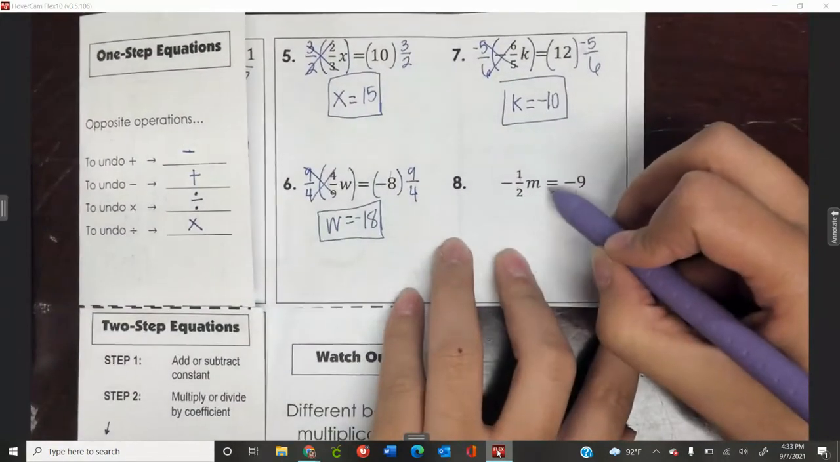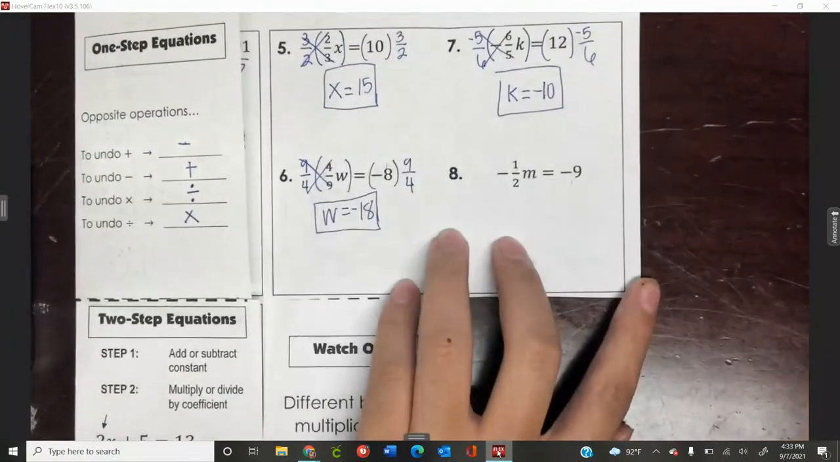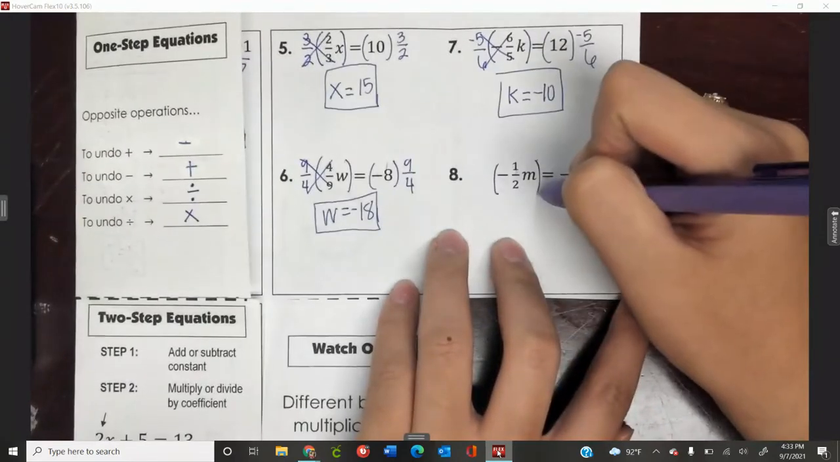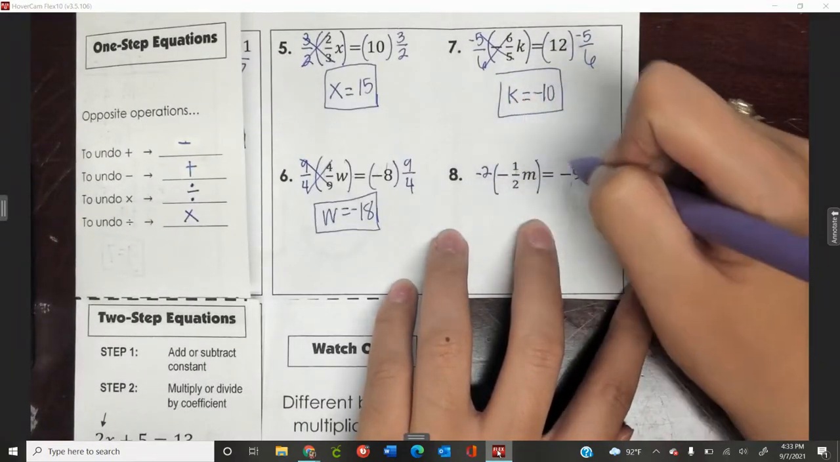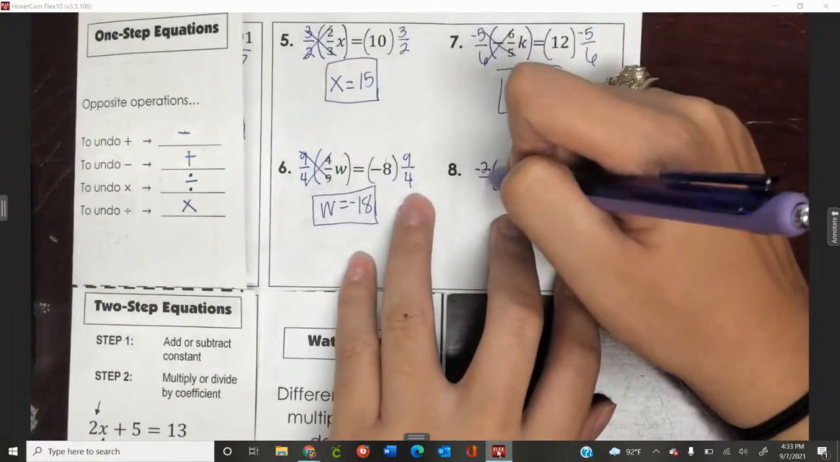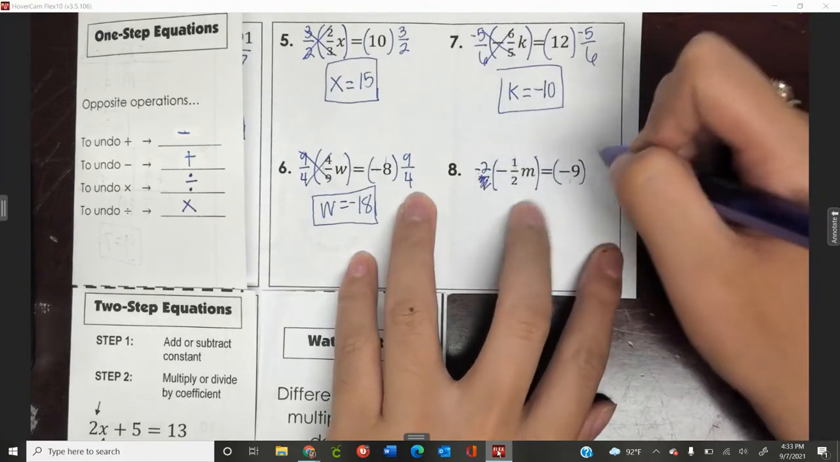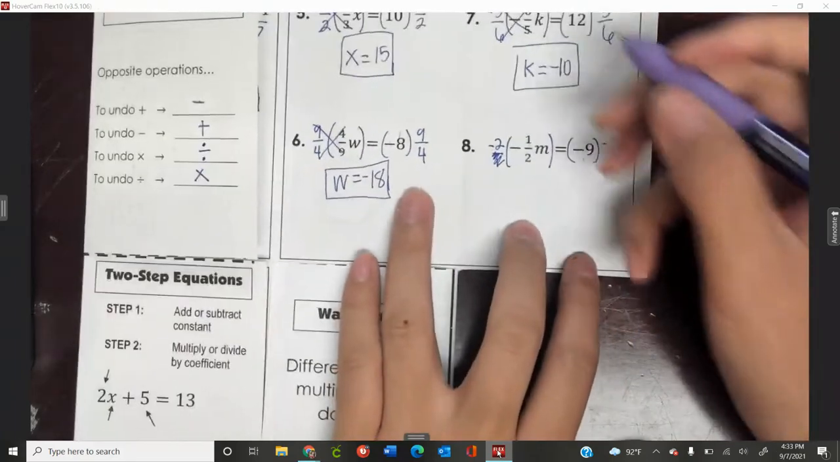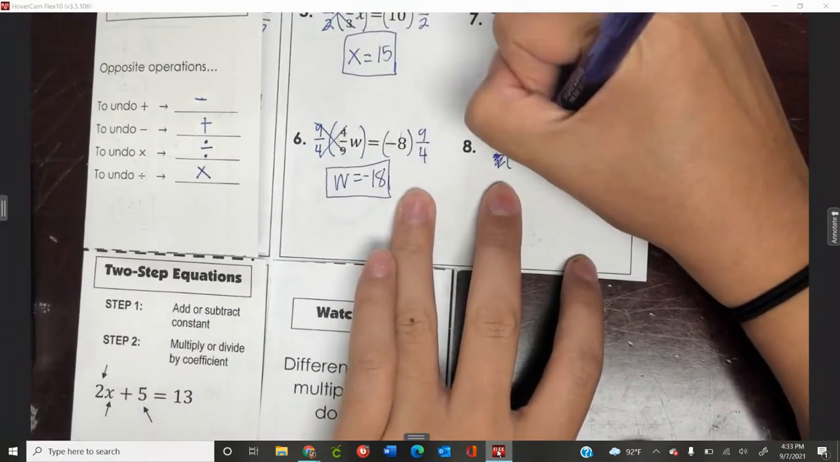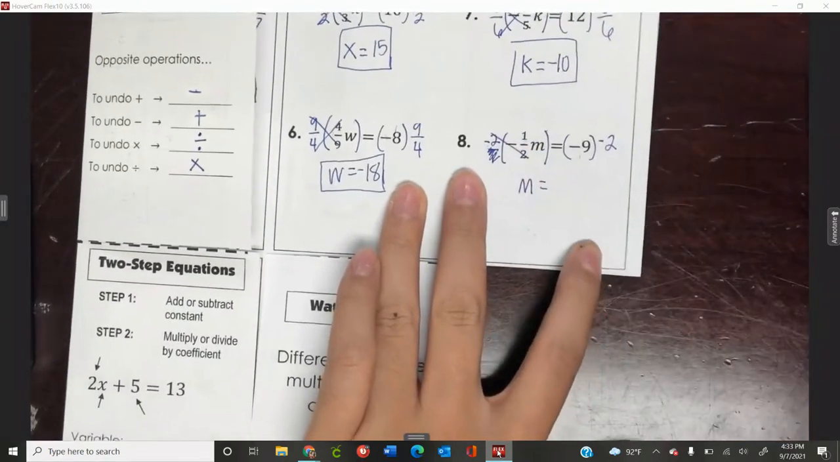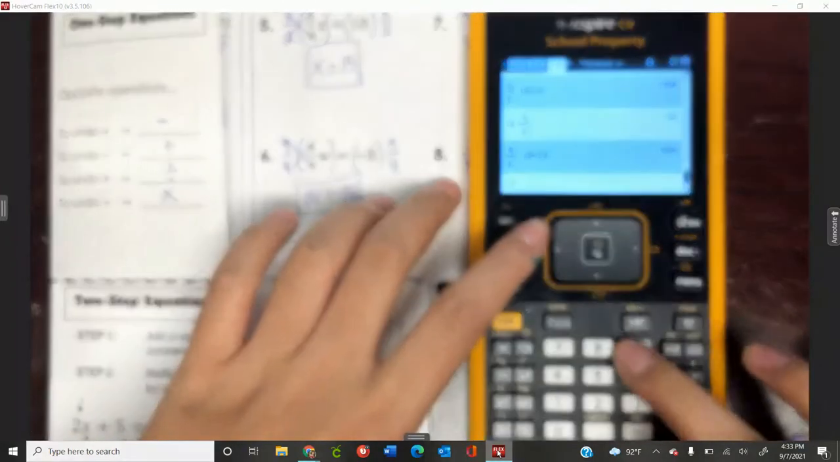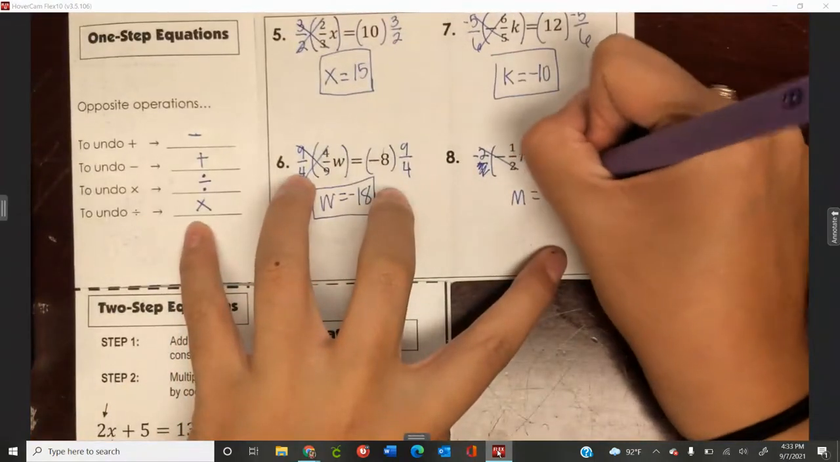Okay, next we have negative 1/2 m equals negative 9. So here, the reciprocal of negative 1/2 is going to be negative 2 over 1. But we know that if you have a denominator of 1, your number is just your numerator. So here, we're just multiplying by negative 2 on both sides. So here, when I multiply by negative 2, these cancel out. I'm left with a positive 1m equals negative 9 times a negative 2, which is a positive 18. So here, m equals 18.